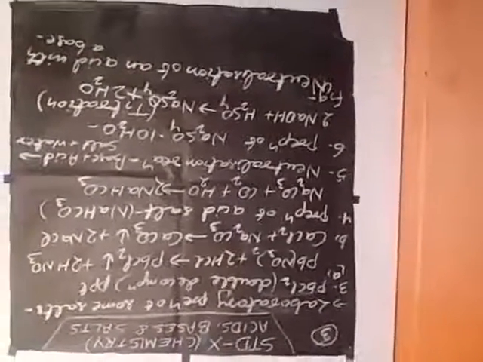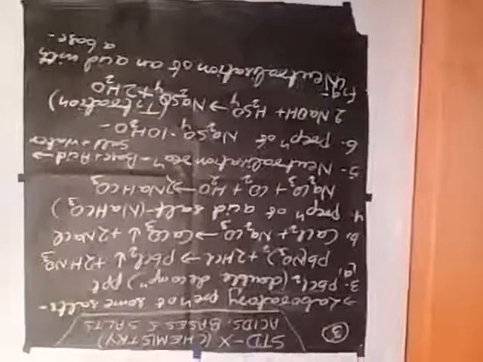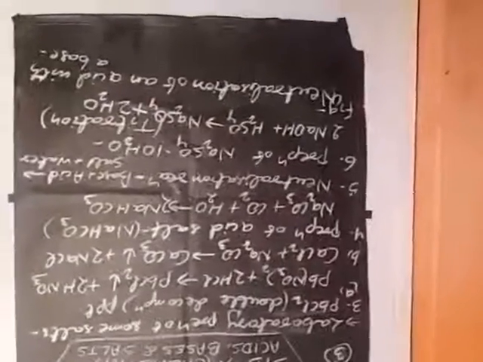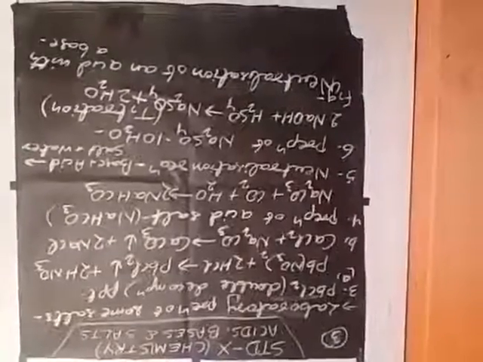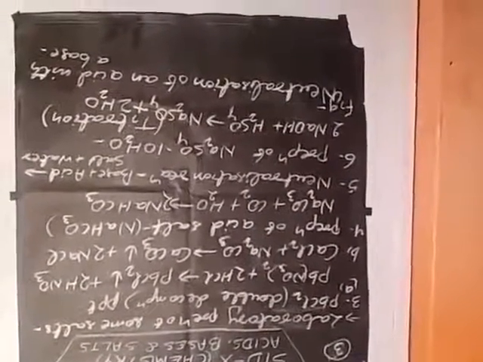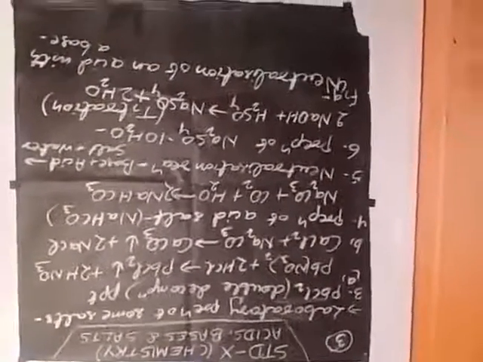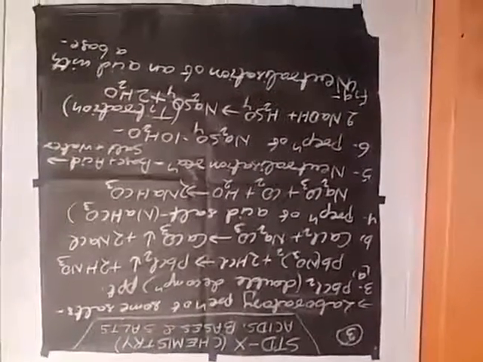Then preparation of lead chloride or calcium chloride by double decomposition reaction. When lead nitrate is added with HCl, it forms lead chloride precipitate and nitric acid. Similarly, calcium chloride added with sodium carbonate forms calcium carbonate and sodium chloride. Then number 4, preparation of an acid salt, sodium bicarbonate. When sodium carbonate is added with carbon dioxide and water, it forms sodium bicarbonate. This is the preparation of an acid salt.